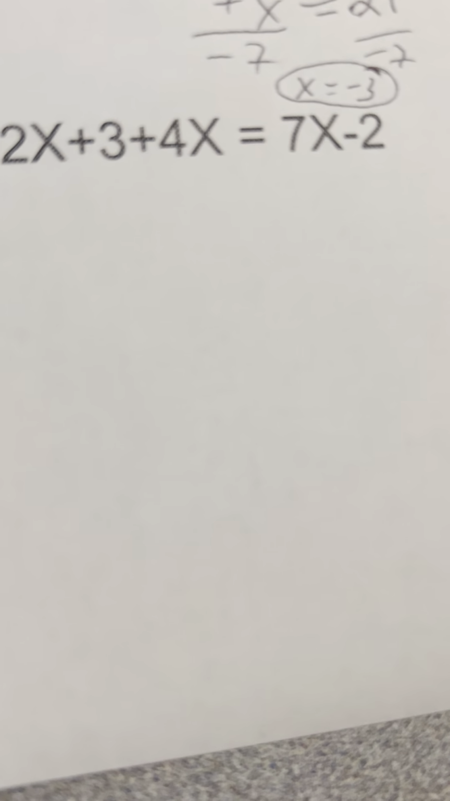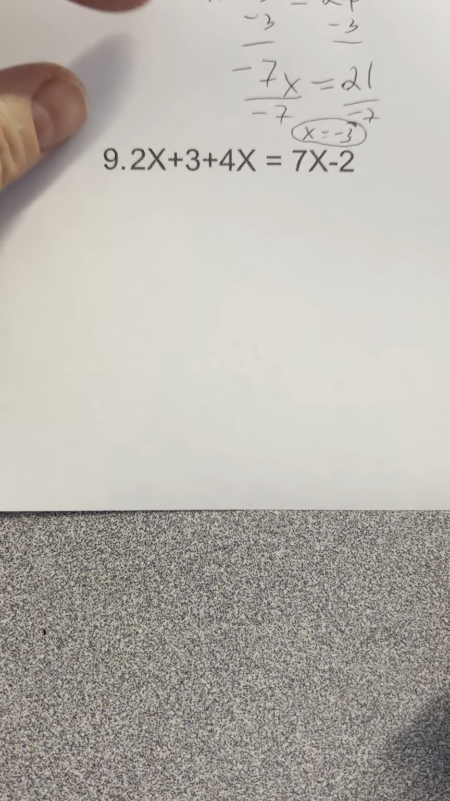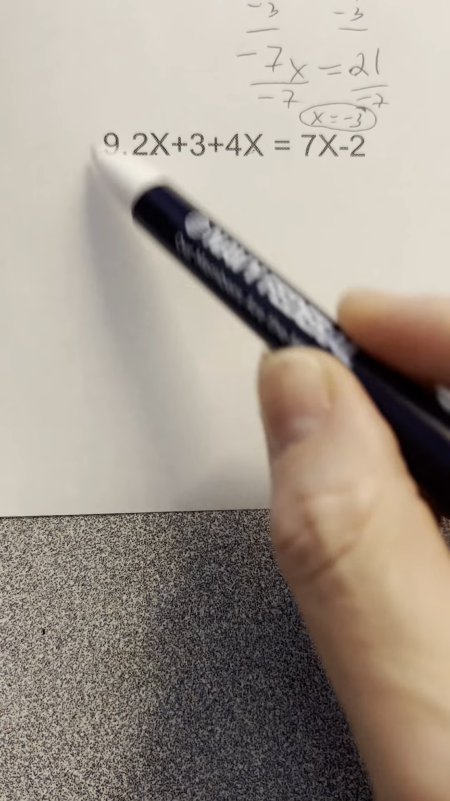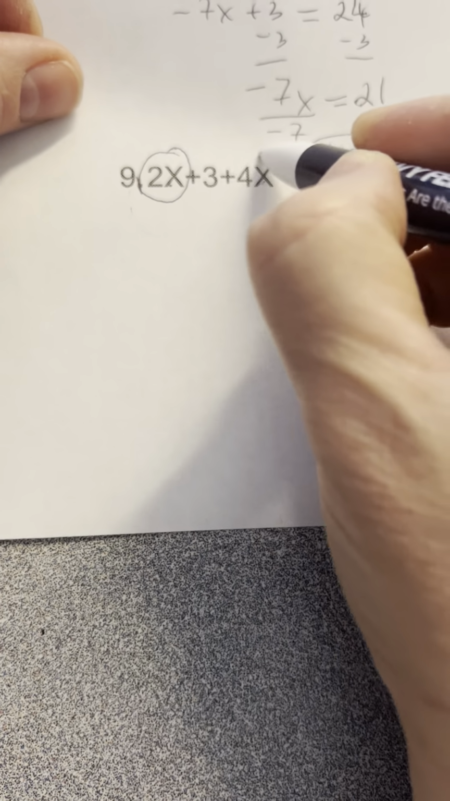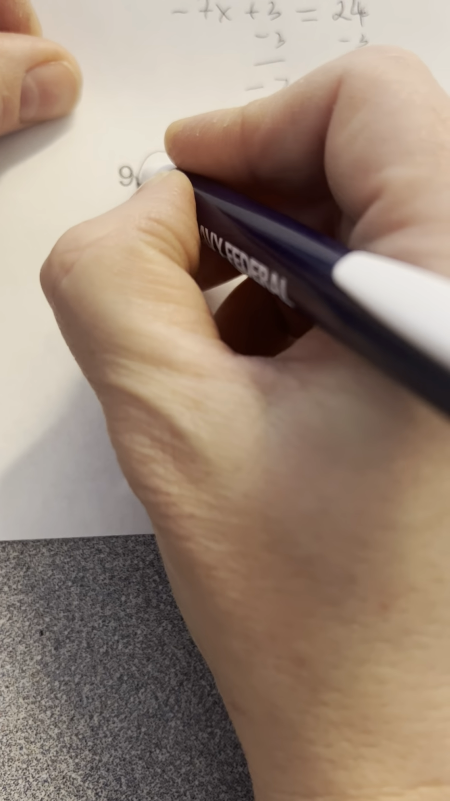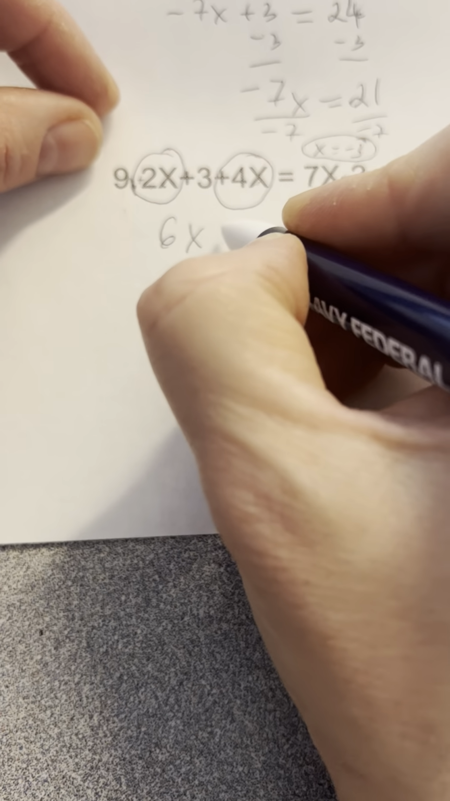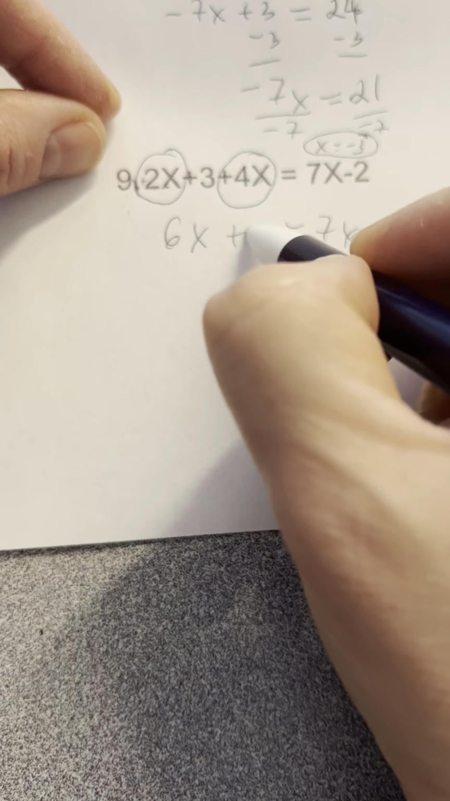Okay, let's do number 9. Okay, so we have 1, 2, 3 again. So over here, we're gonna start combining like terms. This one, that one. So if nothing in front of it, it's imaginary plus. 2 plus 4, 6x. Plus 3 equals 7x minus 2. So all I did is copy this down, write that down.